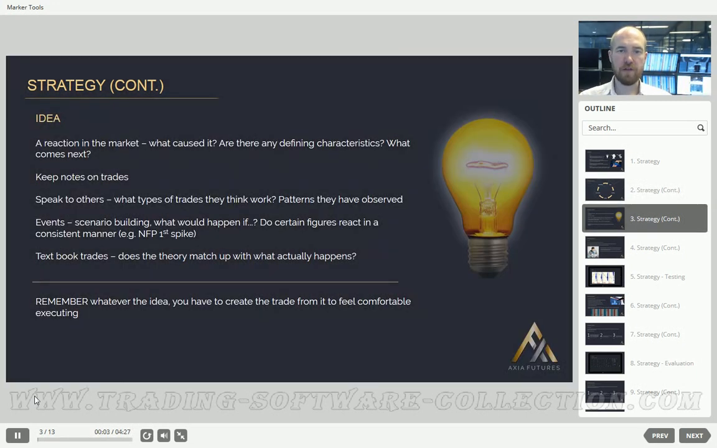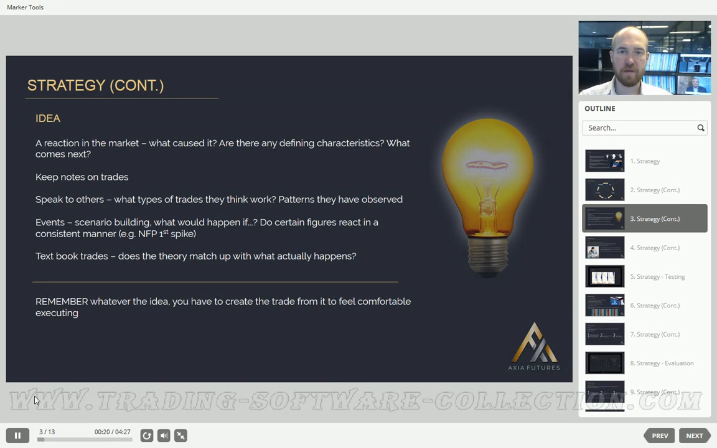You can't produce a trade without an idea, and these ideas can come from all sorts of different places. So we're going to have a look at a few key places to be having a look at, but anything that you think of, anything that comes to mind, can all become an idea, and then it's just down to testing whether it is a valid one.